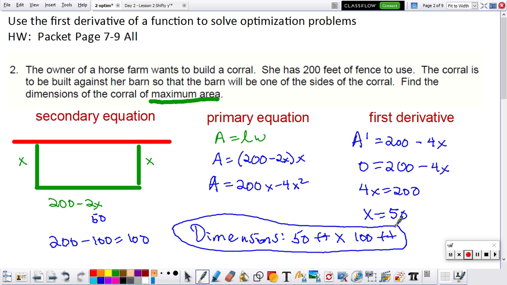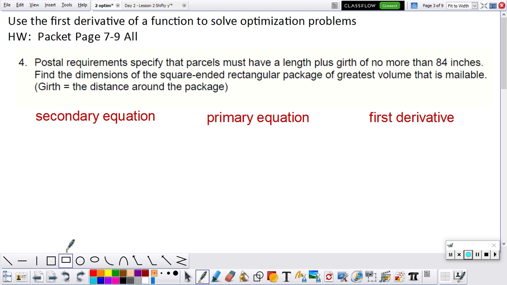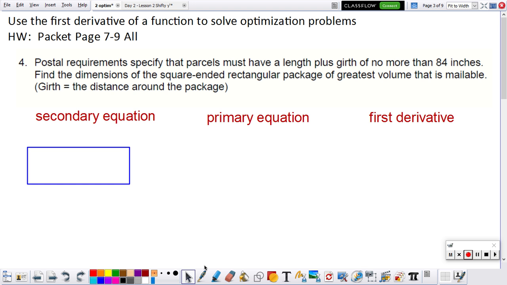All right, let's take a look at number 4. You can do number 3 on your own. Postal requirements specify that parcels must have a length plus girth of no more than 84 inches. Find the dimensions of a square-ended rectangular package of greatest volume that is mailable. Now remember, girth is the distance around the package. So we're going to imagine that the bottom of our rectangle looks like this, here's the bottom of our package, right? Now, we know that we are maximizing volume, and it's a box, so volume of a box is length times width times height.